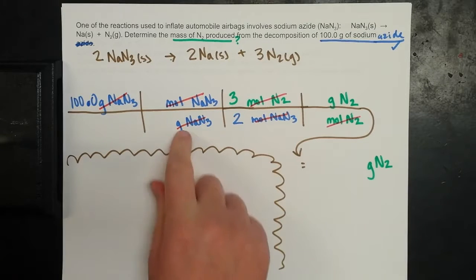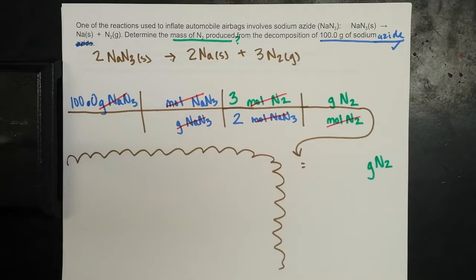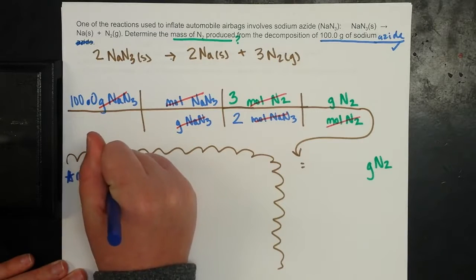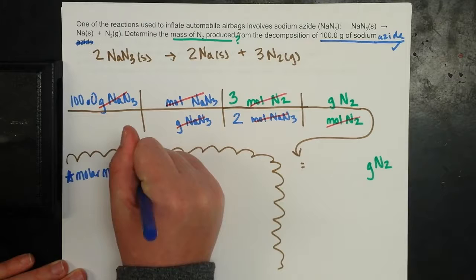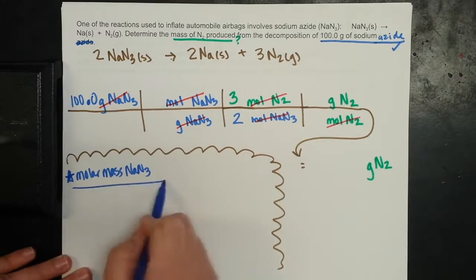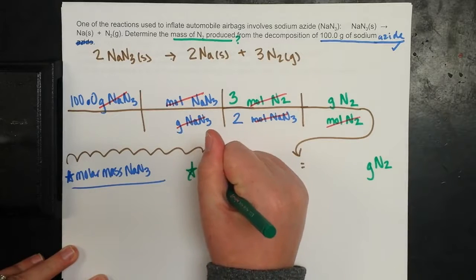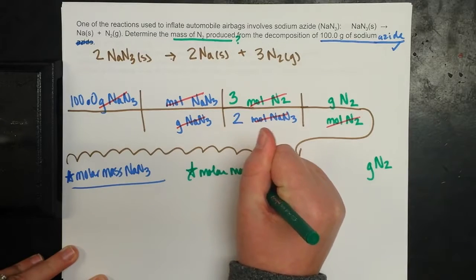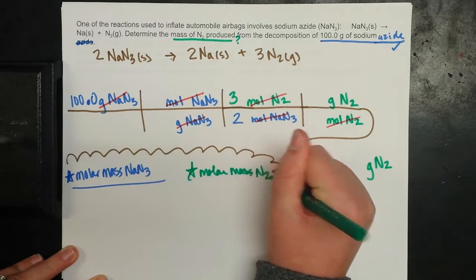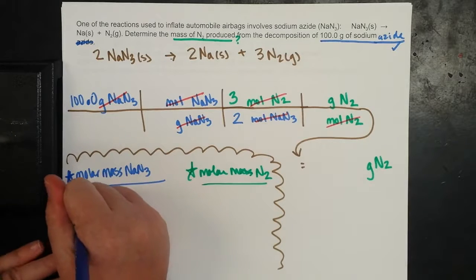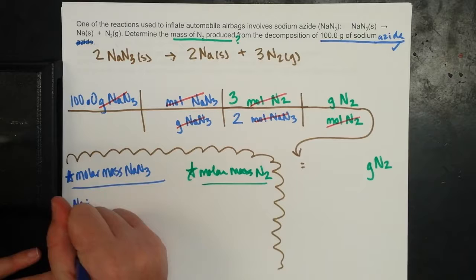Okay, I know I need to convert between moles and mass of sodium azide, so here's how to find the molar mass of NaN3. And I need to find the molar mass of N2. Okay. For sodium azide, I've got sodium, I've got nitrogen.